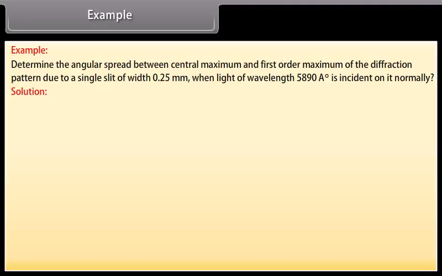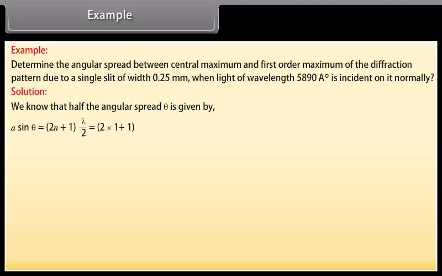Let's see the solution. We know that half the angular spread is given by a sin theta = (2n+1) lambda/2. On equating, we get a sin theta = 3 lambda/2. When theta is small, the value of sin theta is equivalent to theta. It gives a theta = 3 lambda/2.